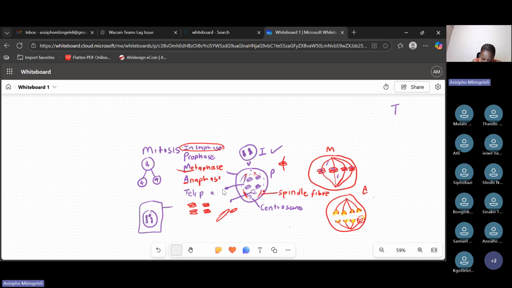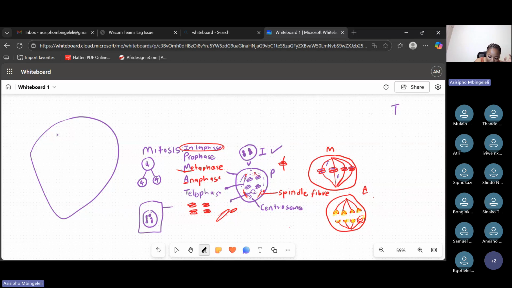Telo, it's T-E-L-O, then phase, P-H-A-S-E. Okay, telophase is the last phase of mitosis. What will happen here, think of it. If this is a whole cell, I'm not sure it's coming out like that.